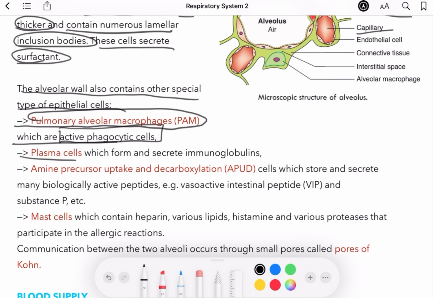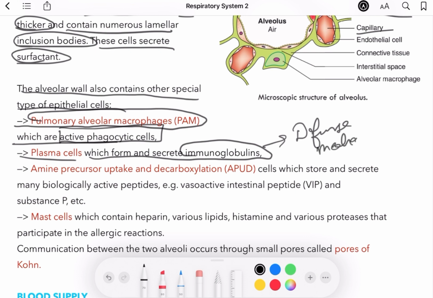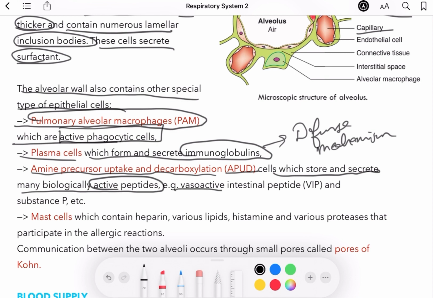Then come the plasma cells, which form and secrete immunoglobulins for the defense mechanism. Then amine precursor uptake and decarboxylation cells, APUD cells, which store and secrete many biologically active peptides, for example vasoactive intestinal peptide, VIP, and substance P. Remember this point, it's important: amine precursor uptake and decarboxylation. They secrete active peptides, for example VIP and substance P.